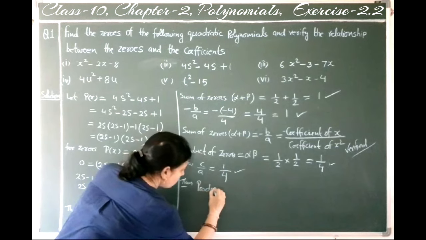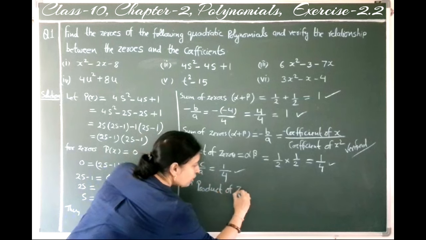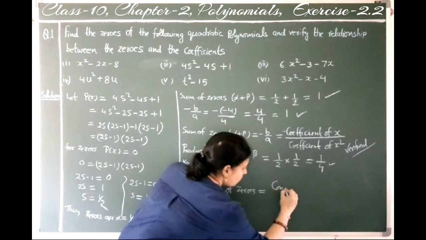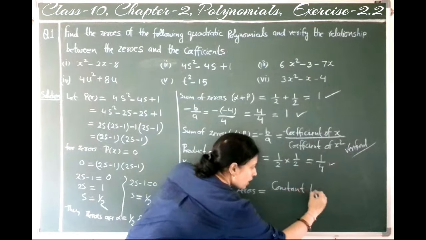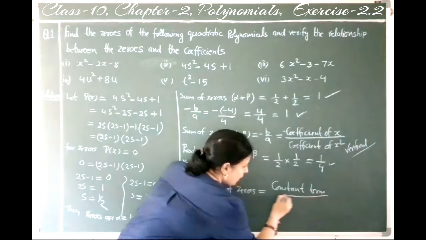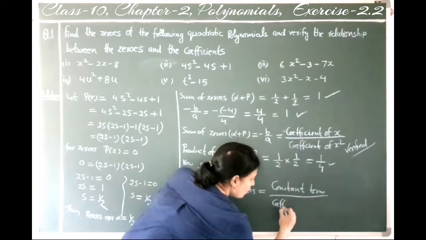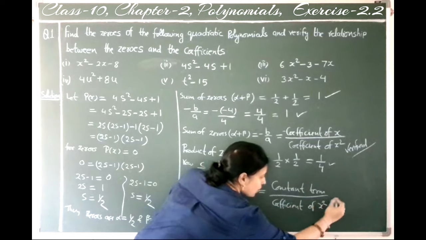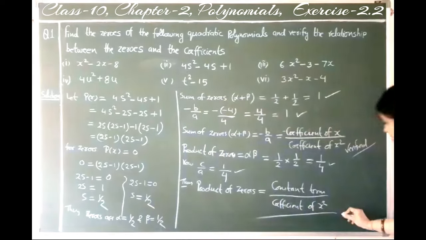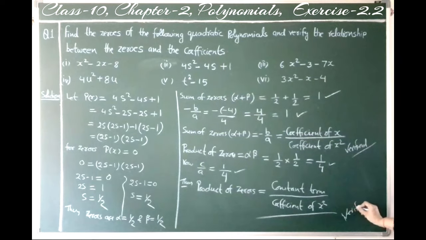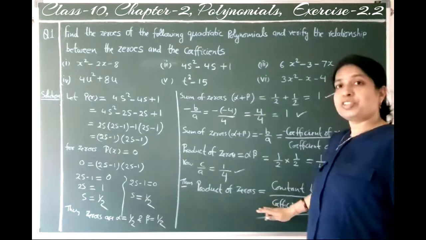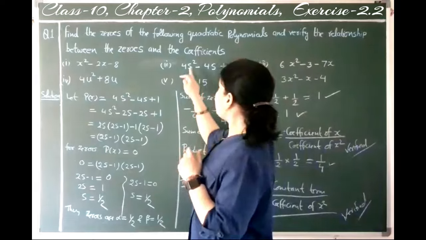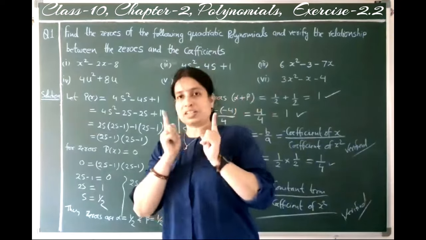So we can write thus product of zeros is equal to constant term divided by coefficient of x square. So we have this relationship. So this is verified. Product of zeros is equal to constant term divided by coefficient of x square. Here it is s square. So coefficient of x square.